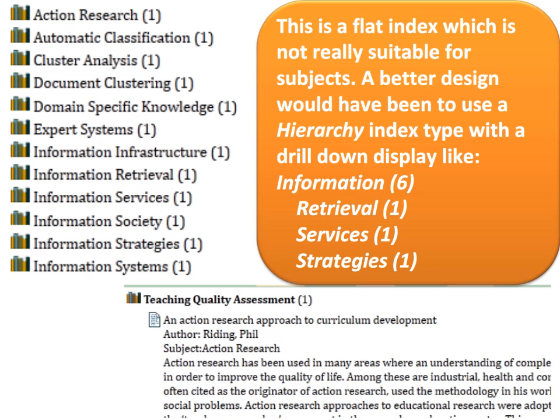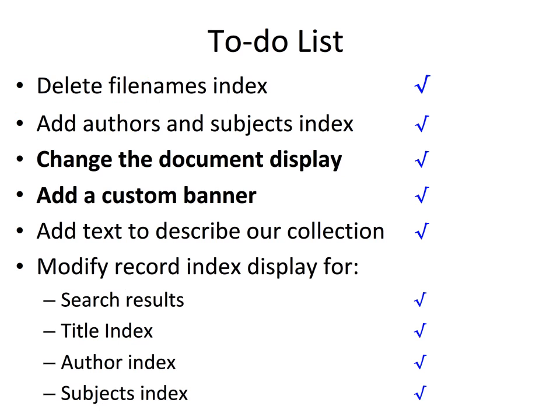Now this index here, the subject one, is quite bad actually. It's very flat. You know, it's information, information, information. A better choice than the AZ compact list would have been the hierarchical index type, which would create something like information with all these subcategories underneath it. We'll do that in upcoming weeks. But we can see our format code works. So you're pretty well done.